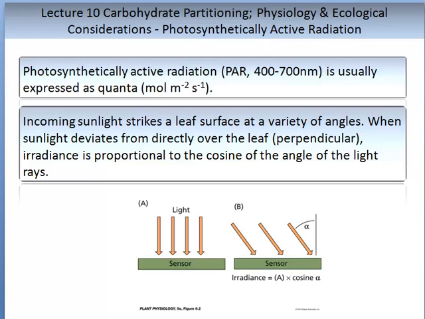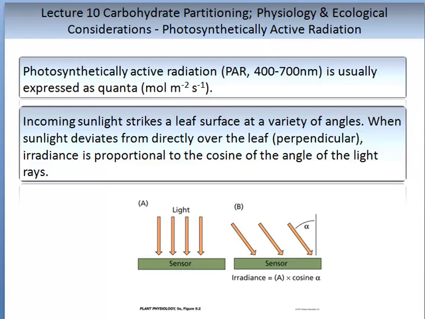We have developed what is known as the photosynthetic active radiation, or PAR. This is a measurement of light between 400 and 700 nanometers, and it is normally expressed as quanta. That is a measure of moles per meter squared per second, and then a measure of the concentration of energy over the distance that energy is applied over time.